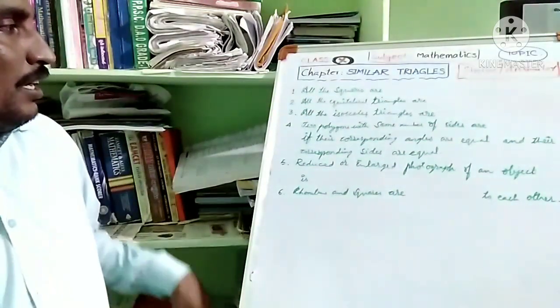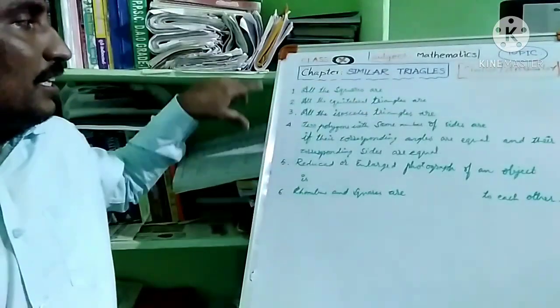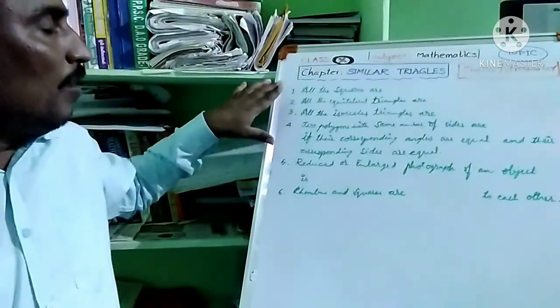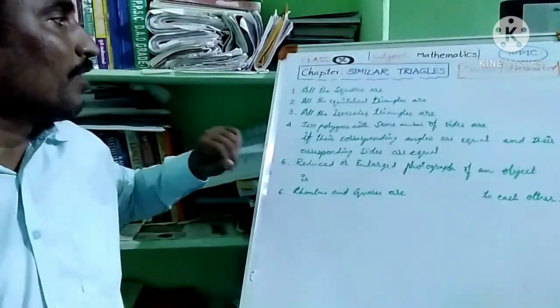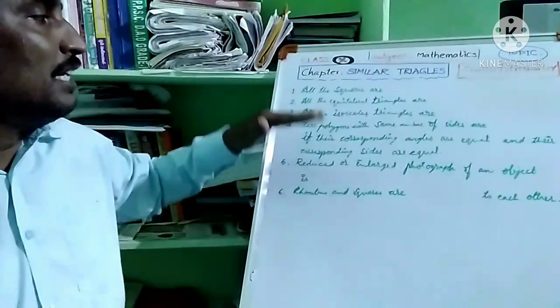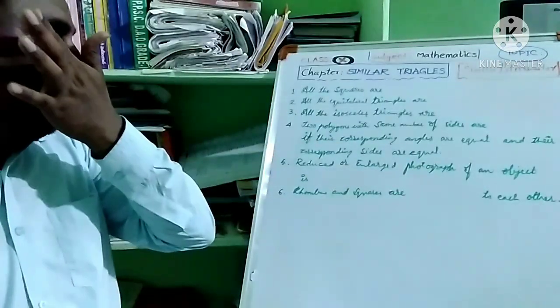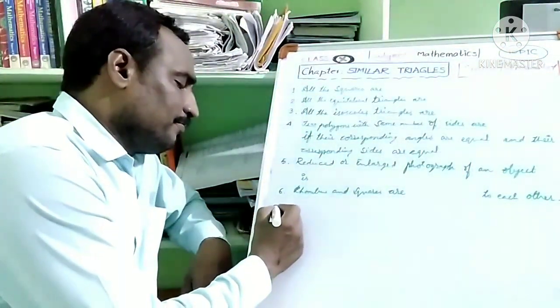Observe the six points I wrote here. All the squares, how are they, similar or dissimilar? All the equilateral triangles, whether they are similar or dissimilar? Isosceles triangles? Let's discuss all of them. First, all the squares.